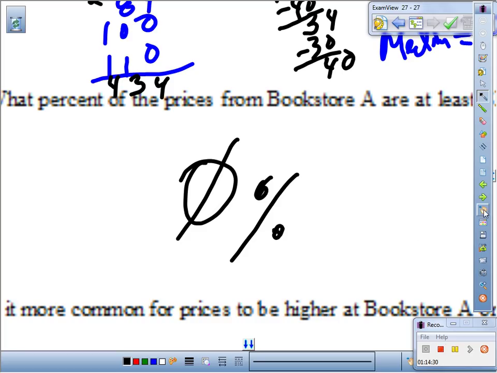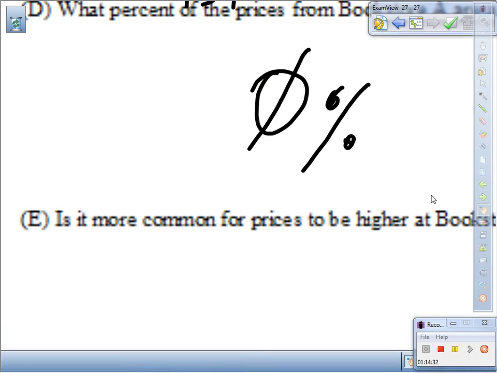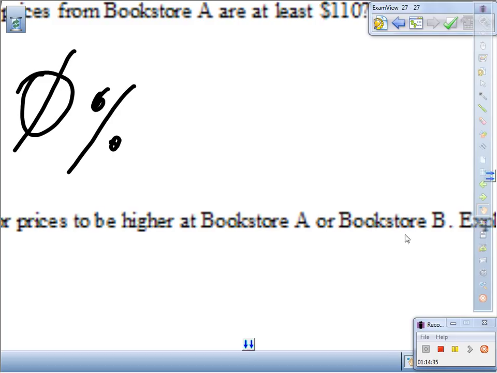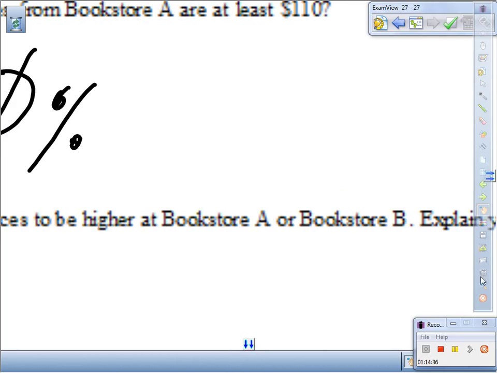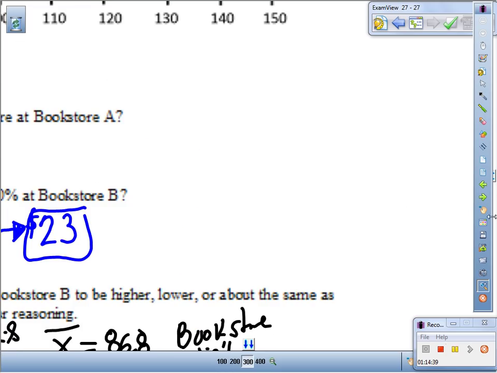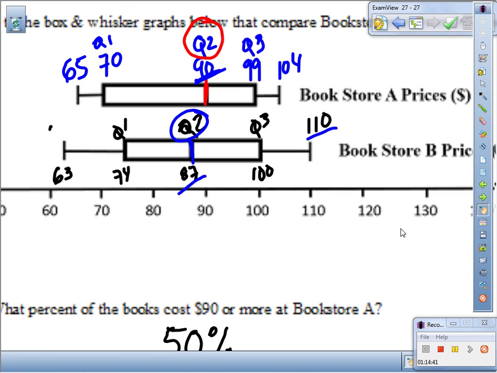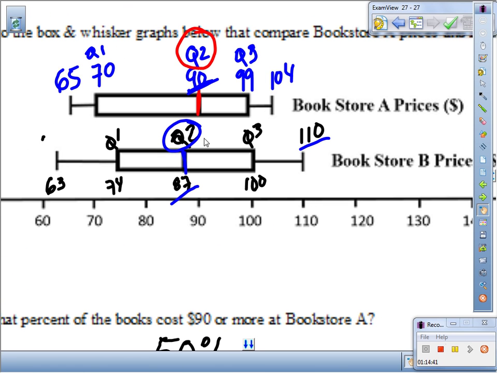And the last one. Is it more common for prices to be higher at bookstore A or bookstore B? Let me zoom. It would be A because they go all the way up to $110. I mean B, my bad.